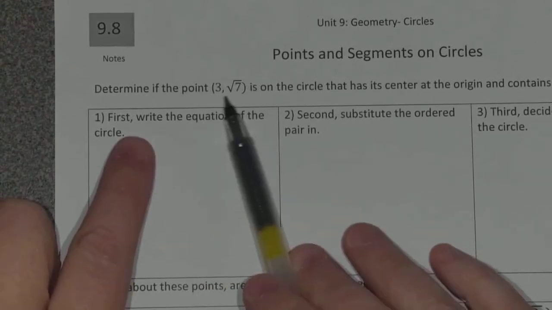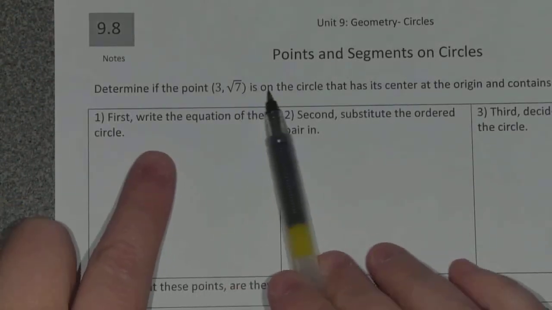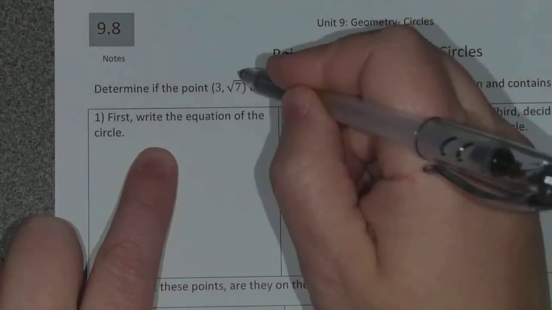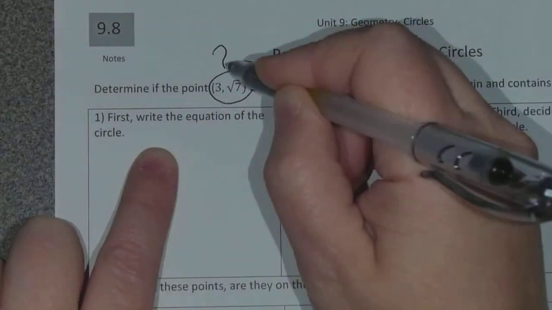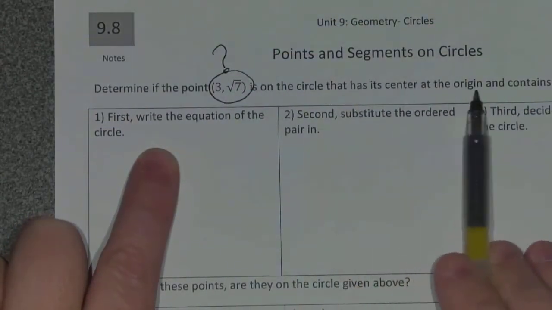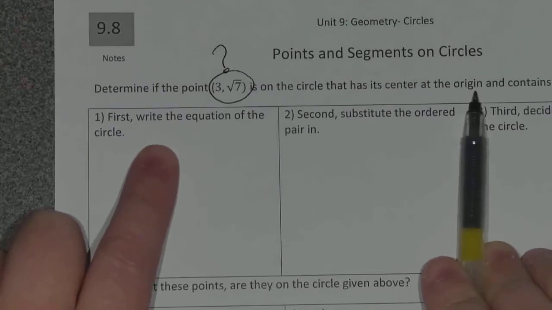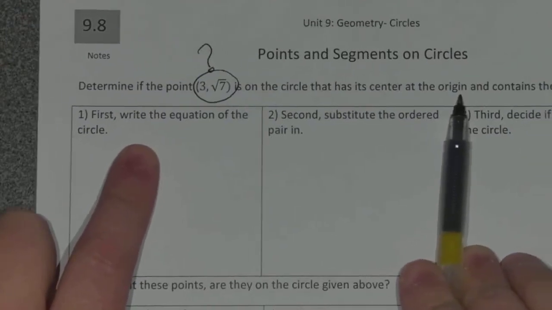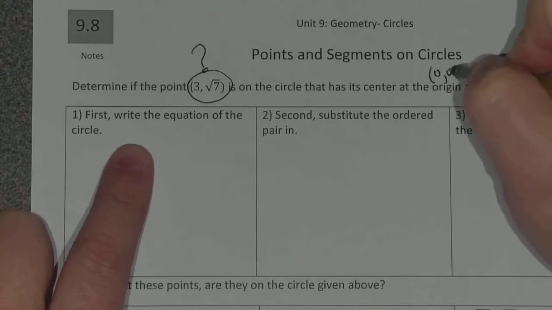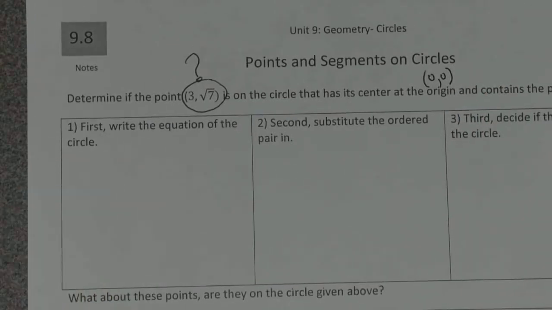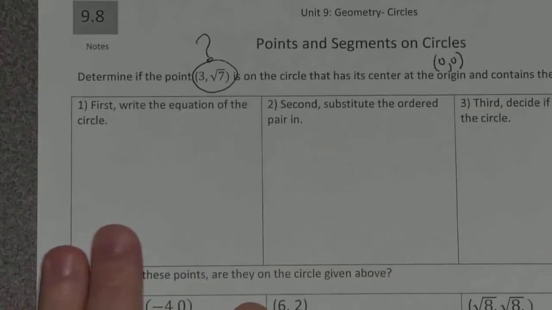All right, so it says determine if the point 3, square root of 7 is on the circle. So we're wondering if this point's on our circle that has a center at the origin. So where's my center at? Anybody? 0, 0. Oh yeah, 0, 0. This will be way easier than the way I just tried to do it. And contains the point 0, 4.